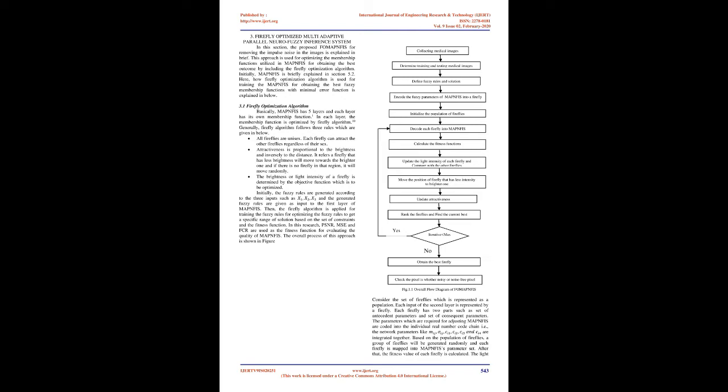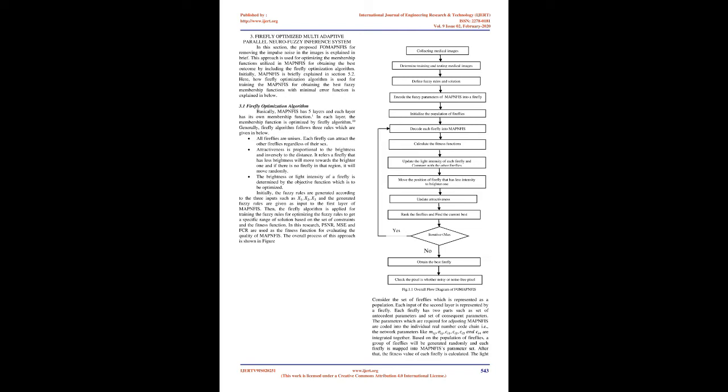It means a firefly that has less brightness will move towards the brighter one, and if there is no brighter firefly in that region, it will move randomly. The brightness or light intensity of a firefly is determined by the objective function which is to be optimized.